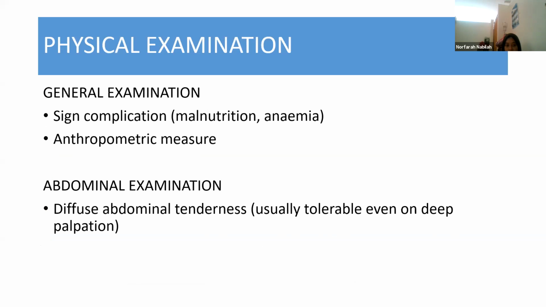From the physical examination, in the general examination we can look for signs of complications such as malnutrition or anemia, because patients with chronic pain tend to develop loss of appetite. They don't want to eat, and that is how patients tend to get malnutrition or anemia. Not to forget the anthropometric measurements also. Usually they tend to have weight loss. And for the abdominal examination, there will be diffuse abdominal tenderness, otherwise normal. Okay, next.